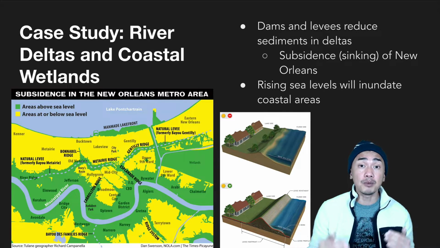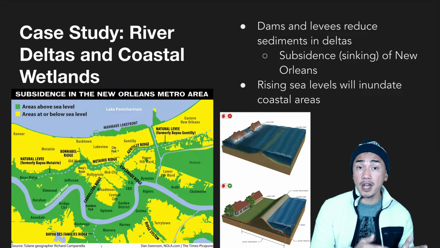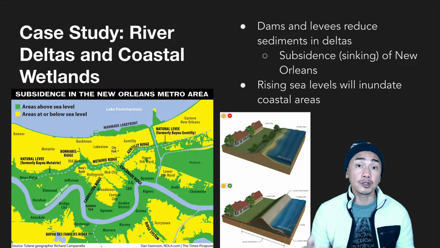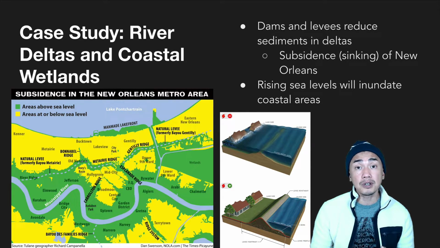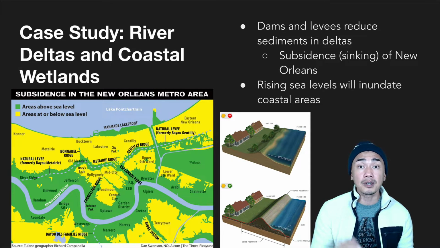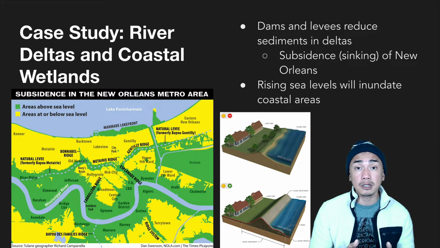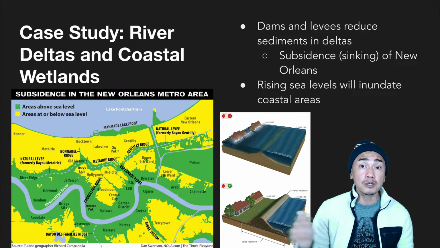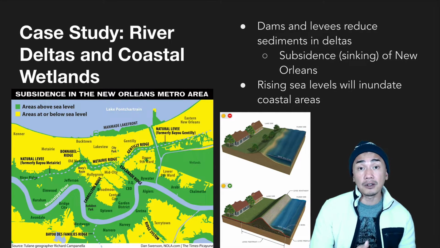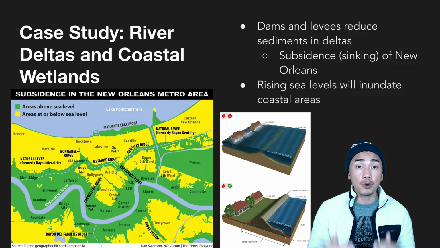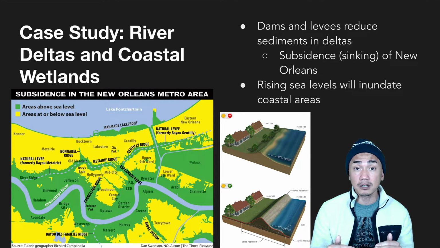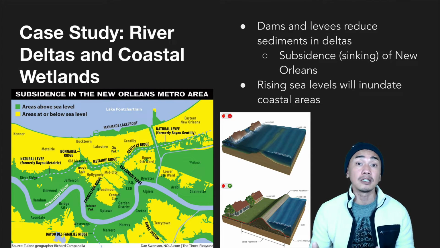Dams and levees have been built in and around rivers for energy and to prevent flooding during storms. Unfortunately, they also prevent the deposition of new sediment into floodplains and river deltas. This has led to the subsidence, or sinking, of places like New Orleans. Most of New Orleans is actually below sea level. The effect of all this is that these places are more susceptible to severe flooding during storms and are also more susceptible to flooding due to sea level rise.